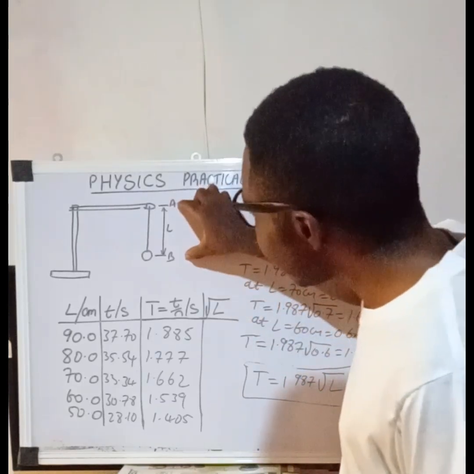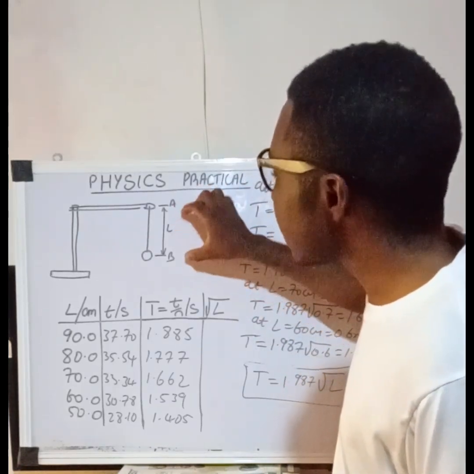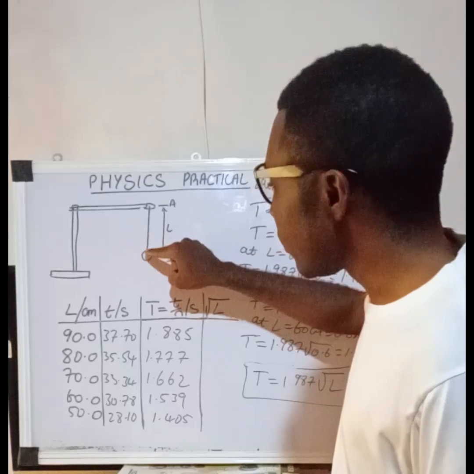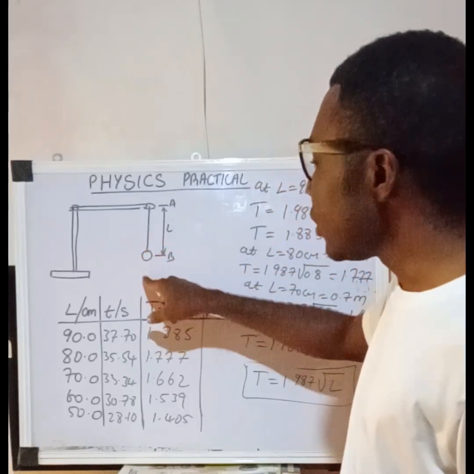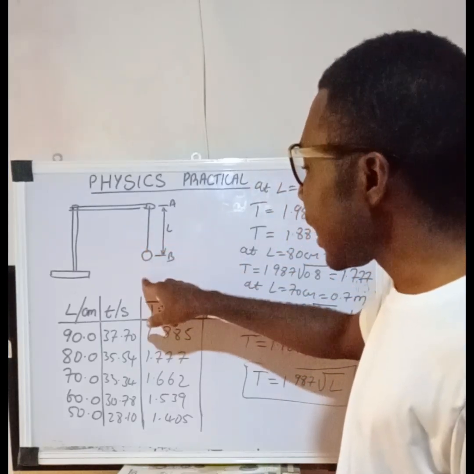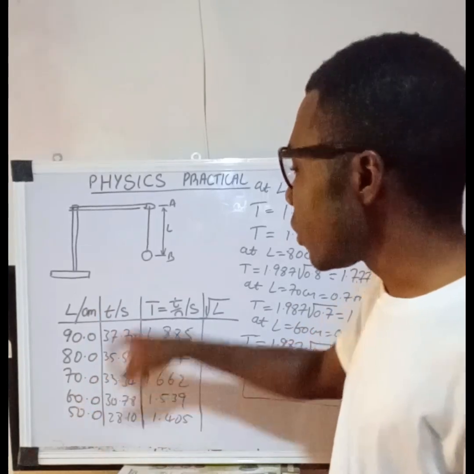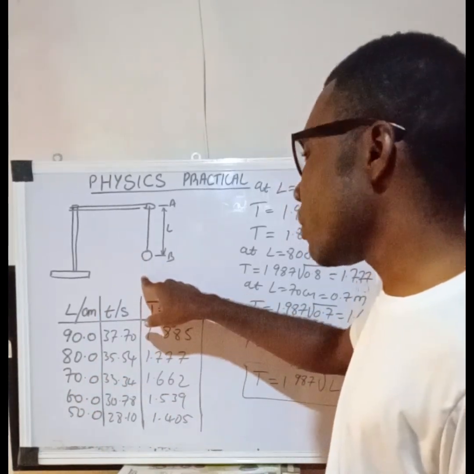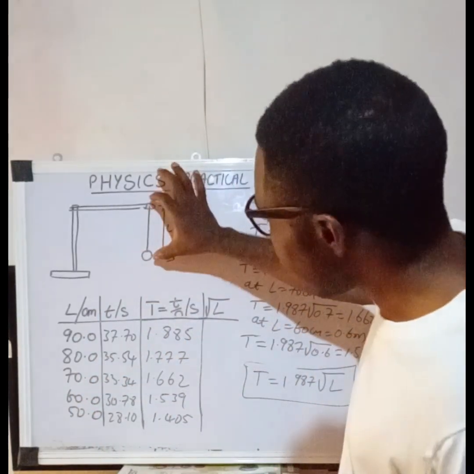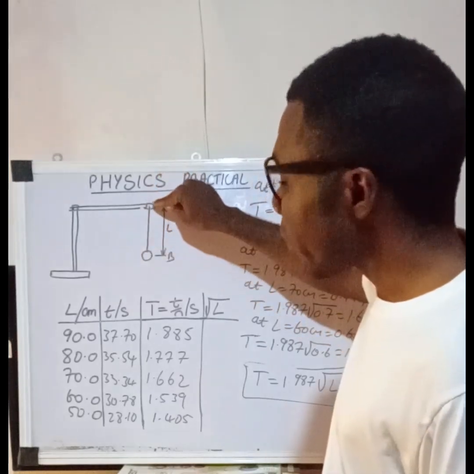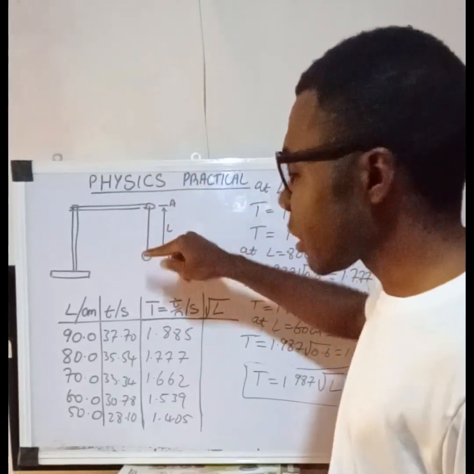If it is not this value that is given, even if this is labeled H, it's still the L because that's the length of the pendulum. If you are given another length, maybe as the values in the question, don't use the values given here as the length of the pendulum, because this L must be the length of the pendulum, which is from where the pendulum is suspended to the center of the bulb.